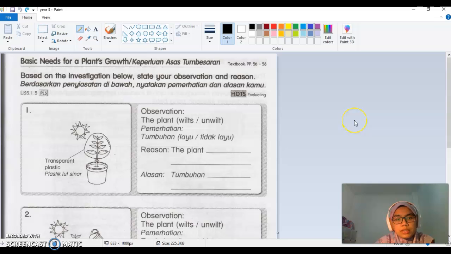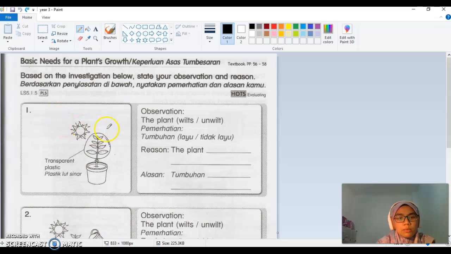So, based on the investigation below, state your observation and reason. Look at here. Ini adalah basic needs for a plant's growth. Keperluan asas bagi tumbuhan. Apa yang tumbuhan perlukan? What does the plant need to grow? So, we have the basic needs which are air, water and sunlight.